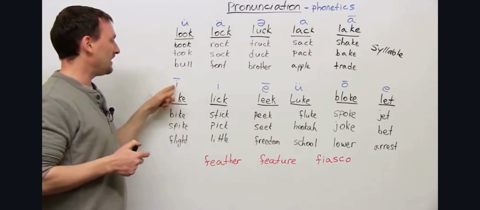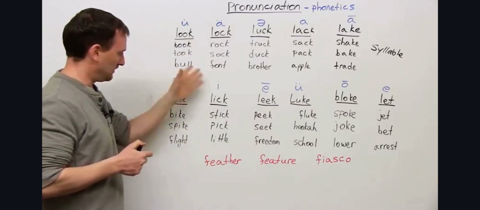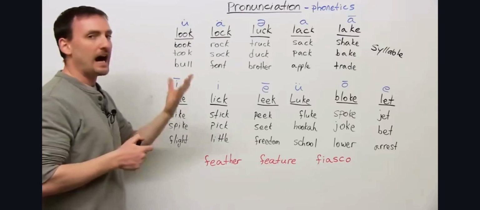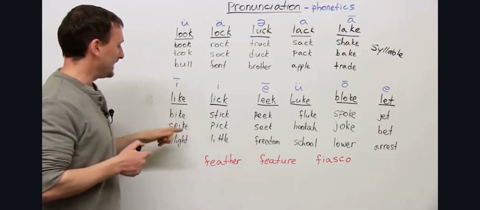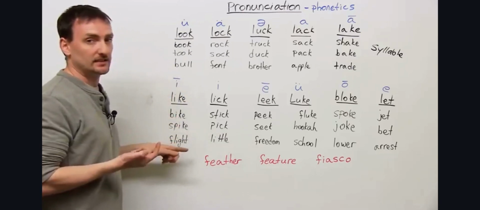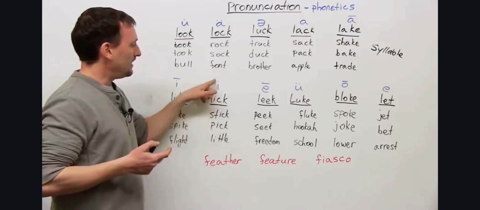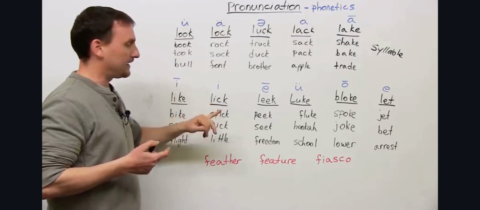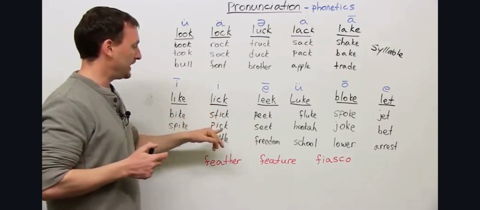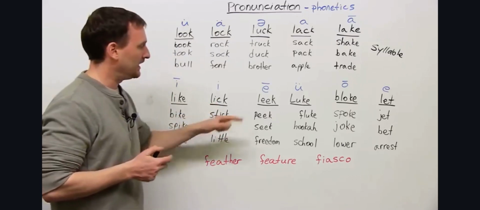Like, I with a long symbol on top of it. It's also a diphthong. Bike, spike, flight. All the same vowel sound. I, regular I with nothing on top. Lick, stick, pick, little, okay?